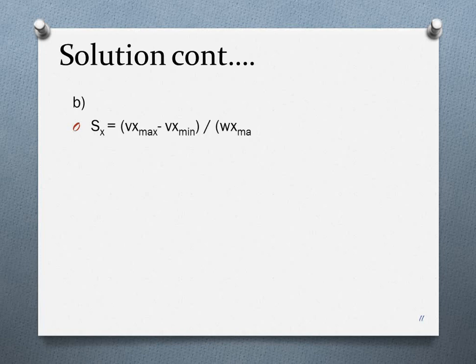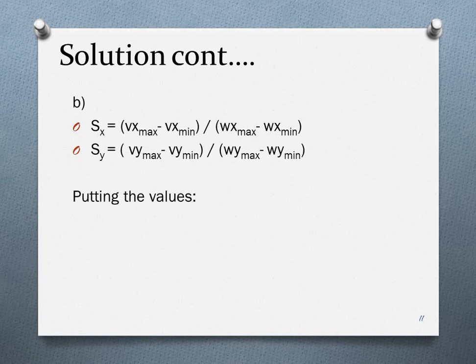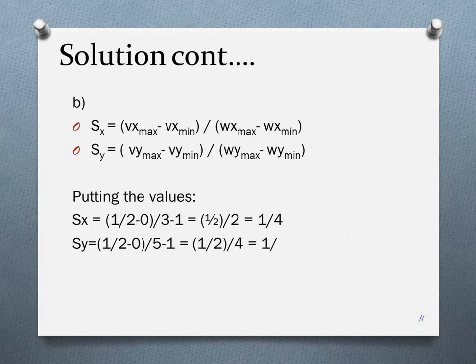For the B part, again we will calculate the values of Sx and Sy. Wx max minus Wx minimum and Wy max minus Wy minimum will be the same because the window is the same. So in the denominator there will be 2 and 4, and the numerator will change. It becomes 1/2 minus 0, meaning 1/2, upon 2, and 1/2 minus 0, meaning 1/2, upon 4. So the final values of Sx and Sy are 1/4 and 1/8.